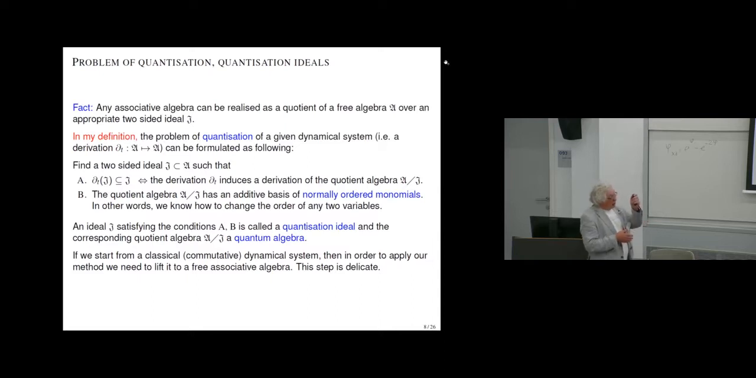So we don't quantize Poisson manifolds. We don't quantize anything like that. We forget about all Hamiltonian stuff and all Poisson stuff. We look at a dynamical system, which is given to us. We may not even know the Hamiltonian structure at all. We don't use it. But the dynamical system defines for us a derivation of the algebra.